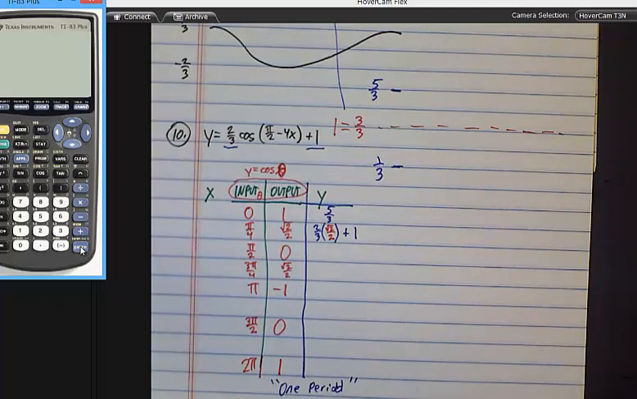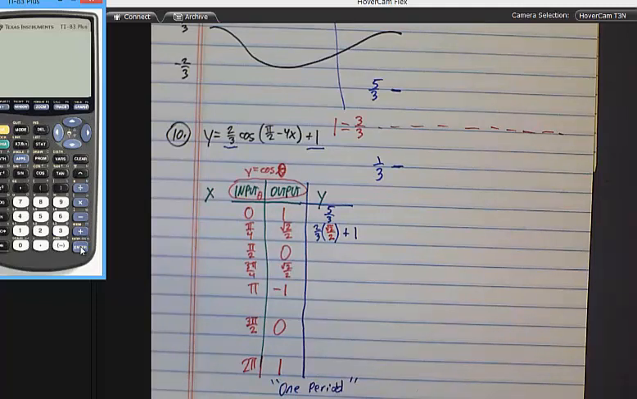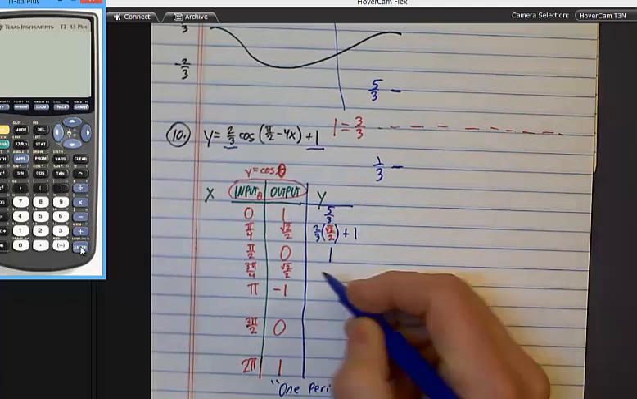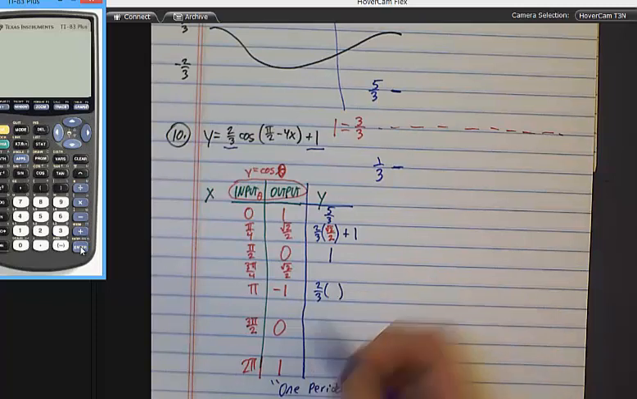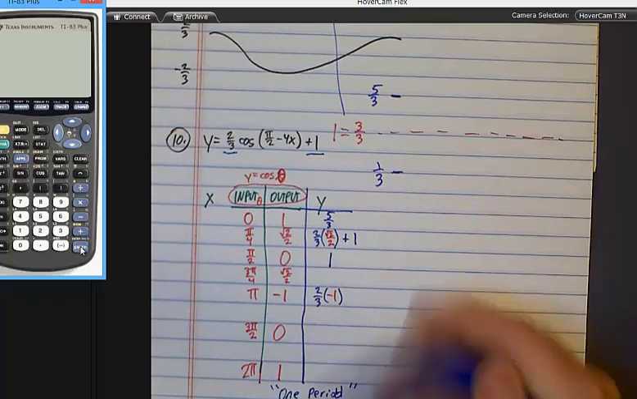You could try it here. This might be more interesting. What's 2/3 of 0? Plus 1. 1. What's 2/3 of negative 1? Negative 2/3. Right? Plus 1. So 2/3 of negative 1 plus 1, that one equals positive 1/3.